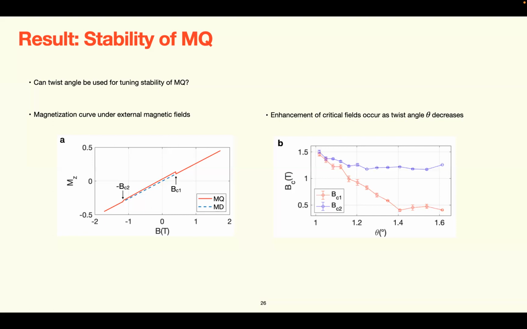The stable meron state turns into the magnetic ground state without merons. And I calculated this critical field as a function of twist angle and obtained this result. As you see, if we decrease the twist angle, then the critical field increases, which indicates that we can control the stability of merons by decreasing the twist angle.